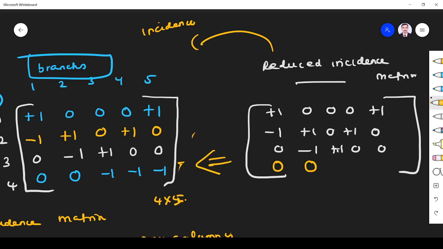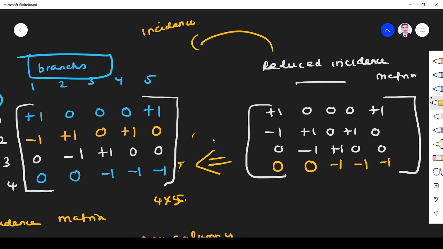Here we have only plus 1. The sum of the column should be 0, so I have to add minus 1. Similarly, here we have only plus 1, and the sum of the elements in the column of an incidence matrix would be 0. Here we have 1 plus 1, so if I add minus 1, it will become 0. Here we have plus 1, again we have to add minus 1. Suppose we have minus 1 here, we have to add plus 1.